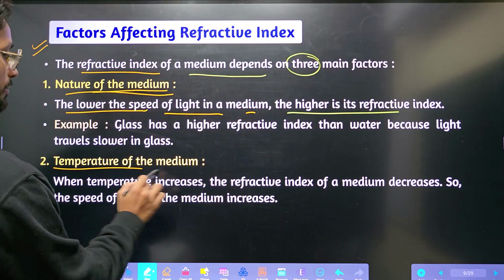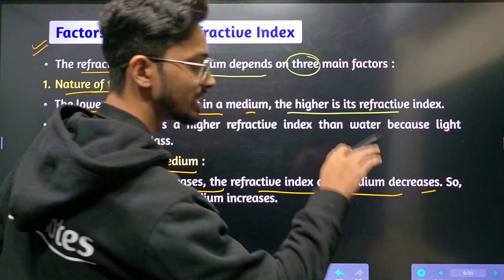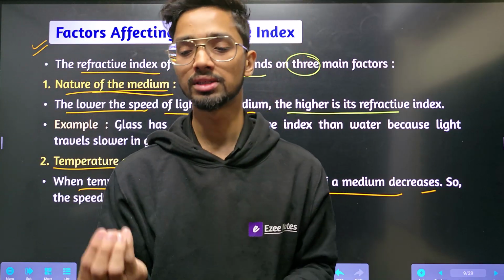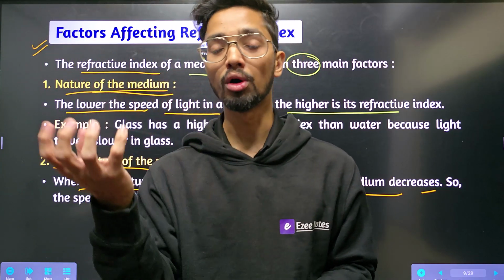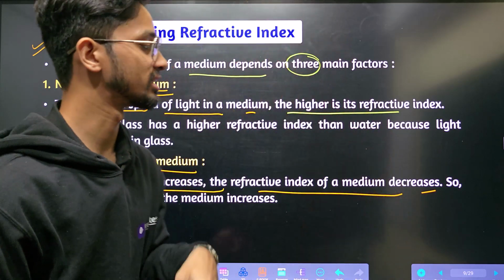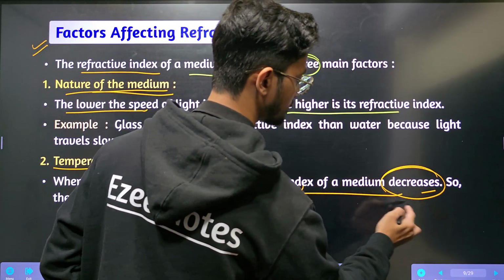Next is temperature of the medium. As soon as we increase the temperature, the refractive index decreases. Why does it decrease? As soon as we increase the temperature, the molecules of the medium start moving fast. Its speed increases. If the speed increases, the refractive index decreases.